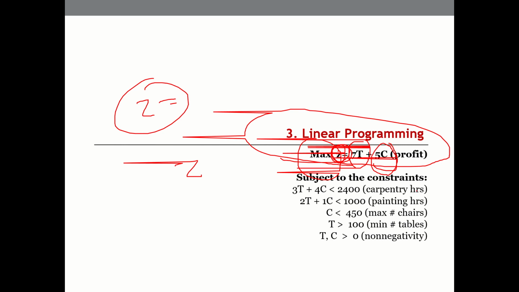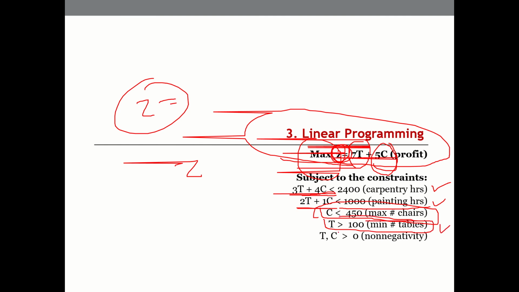And with the constraints, the first constraint is that we have 2,400 carpentry hours, at which rate we can construct this, and we have a total of 1,000 hours for painting. With these equations this can be understood. We also said we should make a maximum of 450 chairs, not more than that. We have to make a minimum of 100 tables.